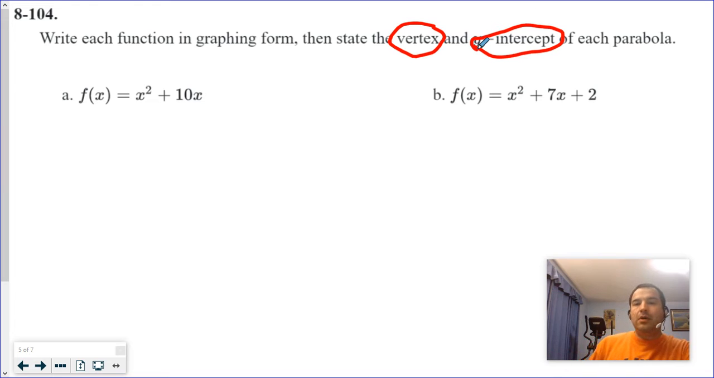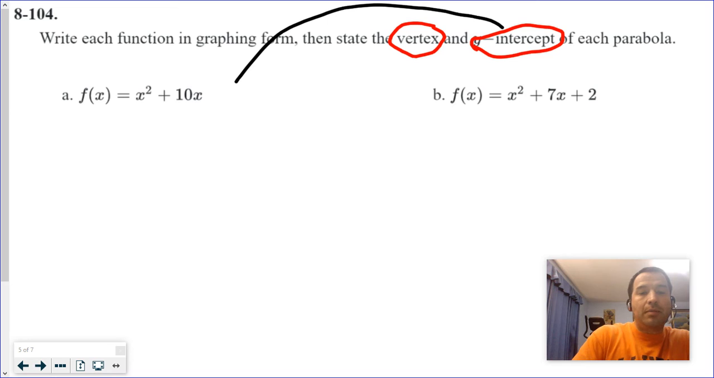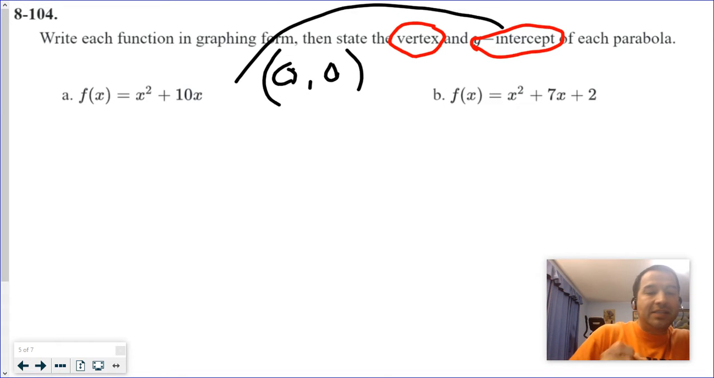Okay, so here we go. Here's what you should have done. Now, first of all, I know the y-intercept already. The y-intercept to this first problem is (0, 0). It's going to go through the origin here, because it's plus 0 here.